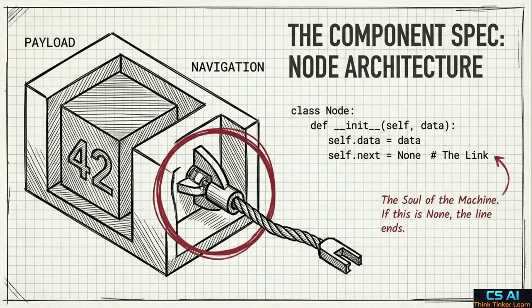Now, let's examine the component spec, or node architecture, here. The node is the fundamental building block of our linked list. It has two main parts. First, the payload, which is where our actual data resides, the number 42 here. Second, the navigation, or the next pointer, which is the link to the subsequent node. On the right, you see a Python code snippet demonstrating this: a node class with data and next pointer initialized to None. This next pointer is the soul of the machine. If this pointer is None, it means the line ends right there. It's a critical connection that keeps our list together.